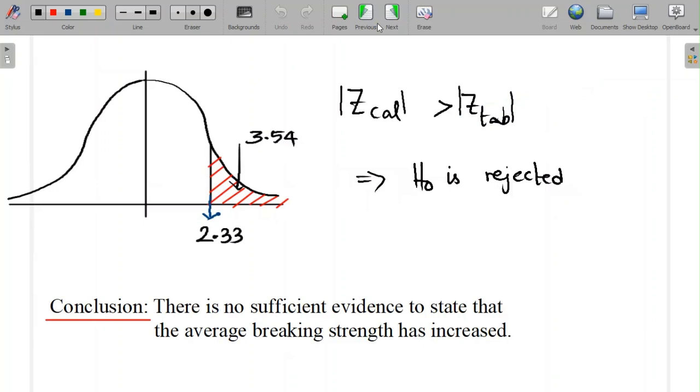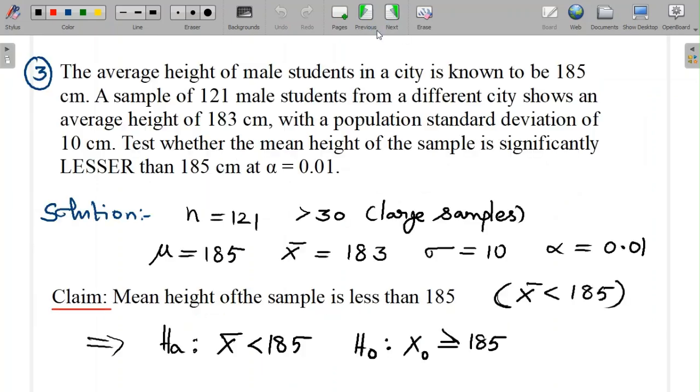So therefore, we conclude that there is no sufficient evidence to state that the average breaking strength has in fact increased. The third problem goes on like this. The average height of a male student in a city is known to be 185 centimeters. A sample of 121 male students from a different city shows an average height of 183 with a population standard deviation of 10 centimeters. Test whether the mean height of the sample is significantly lesser than 185.